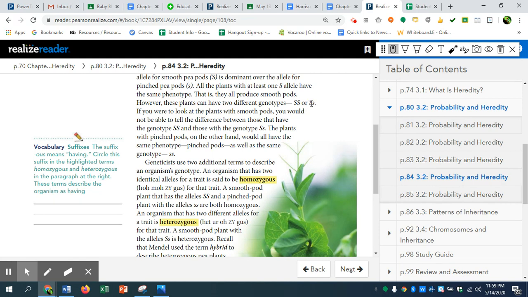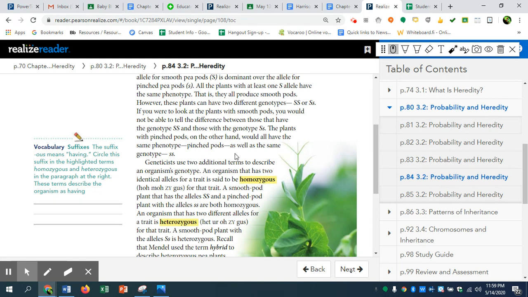Remember, dominant is what you always see. So even though there's that recessive trait, it's masked, it's hidden by the dominant capital S allele. So if you were to look at a plant with a smooth pod, you couldn't tell if it was a purebred or a hybrid. All you see is the dominant trait.